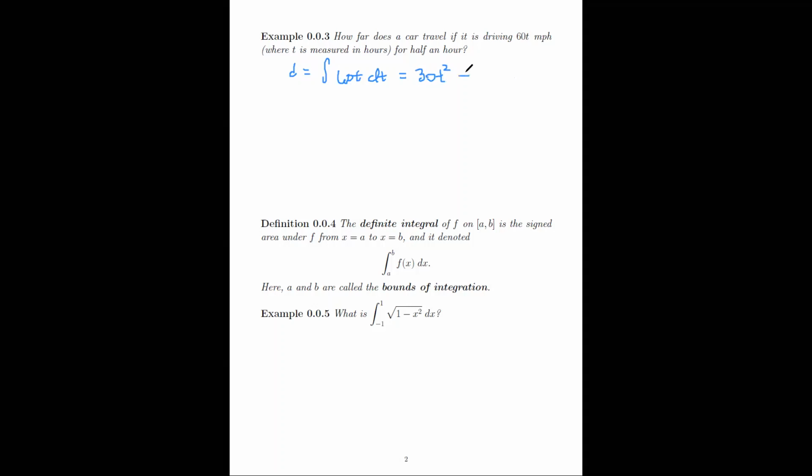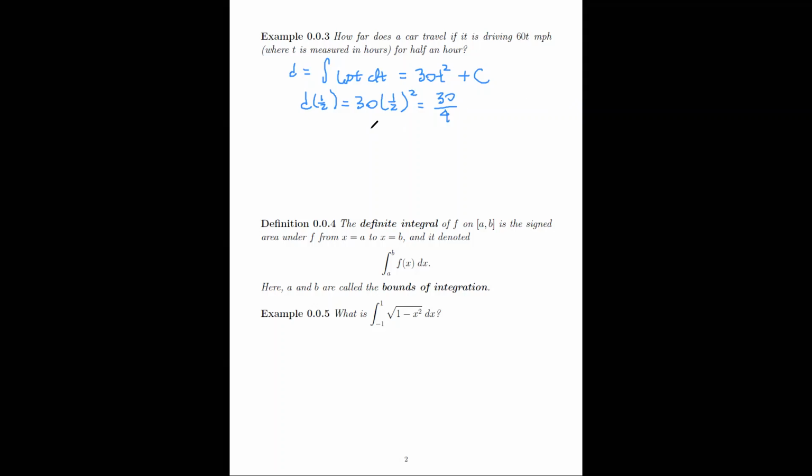And then technically we also have this constant, but let's call this constant 0, because in our problem, we're going to be starting at time equals 0. We'll be starting from rest. Okay. So our distance is 30t squared. So let's see what happens after half an hour. So our distance in half an hour is 30 times 1/2 squared, which will give us 30 over 4, which you can reduce to 15/2.